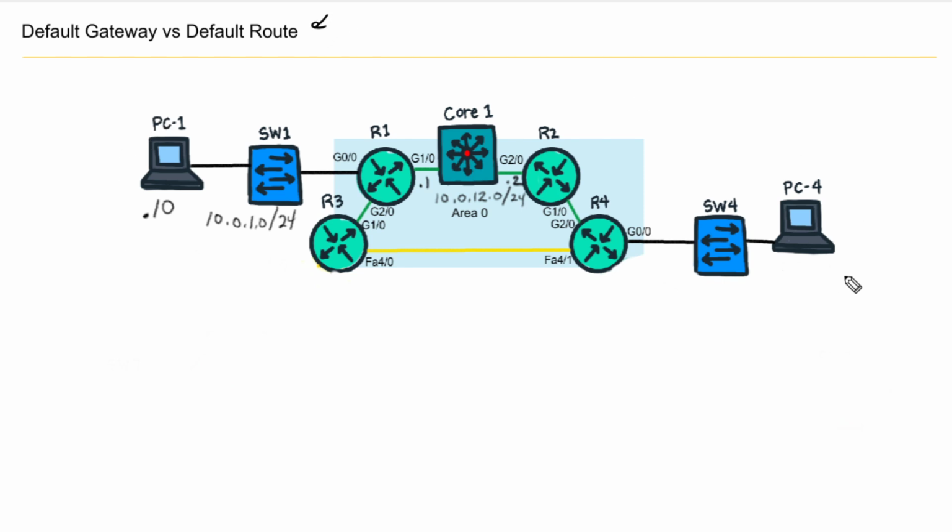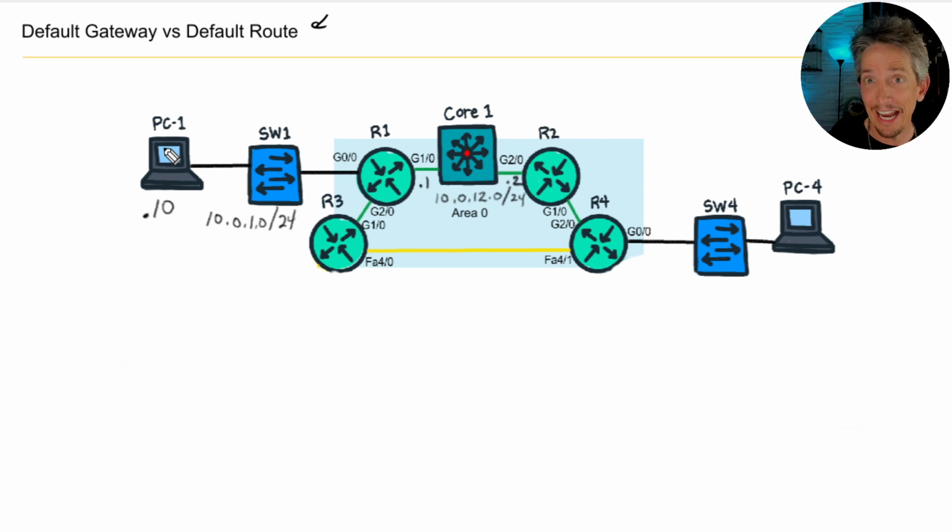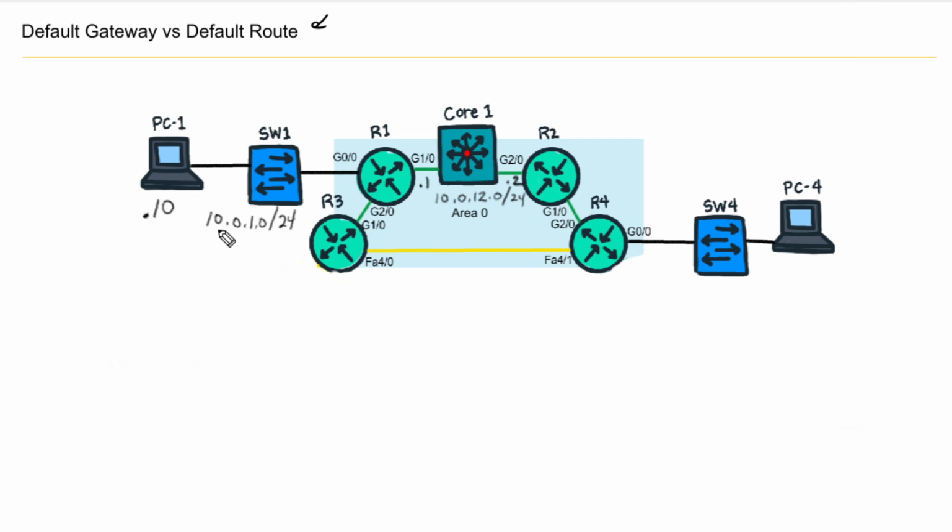This is a fantastic topology. Here we have a PC. This PC is just representative of any device on the network. It could be an Android device, it could be a wireless device, in this case it's wired, but any device that's connected to the network has an IP address. So this network right here is the 10.0.1 network, and this host address on PC1 is .10.